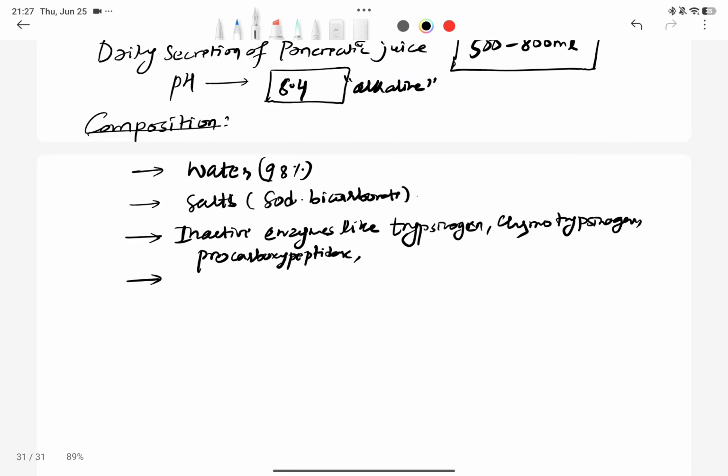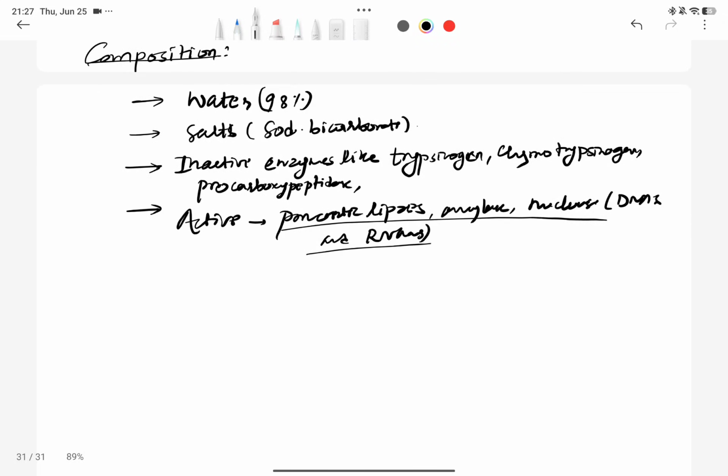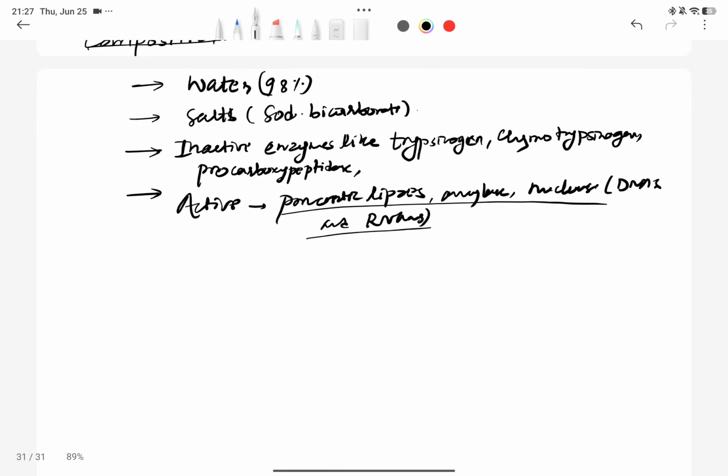There are certain enzymes which are active. DNase is an active enzyme, and the other active enzymes are pancreatic lipases, amylases, and nucleases, including RNases. So these are the pancreatic enzymes that are in active form. Okay, so this much about the pancreas.